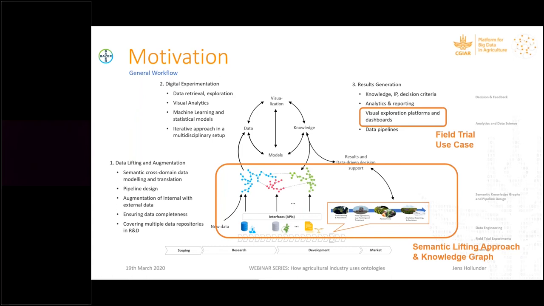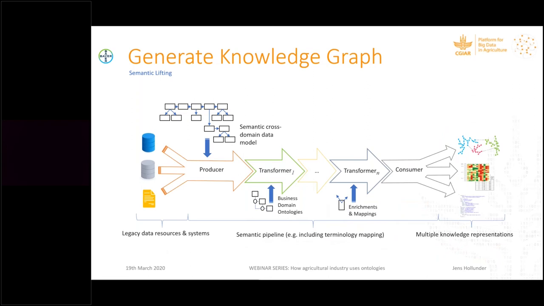So let's take a closer look at the semantic lifting approach. The general approach consists of lifting the data from the individual selected data sources, which might even be silos in different setups, into a knowledge representation or knowledge graph, guided by a semantic cross-domain data model. We are reusing identifiers from predefined shared vocabularies and ontologies consumed from the ontology platform mentioned by Erick, and we enrich the knowledge graph using terminology mappings across different data sets.